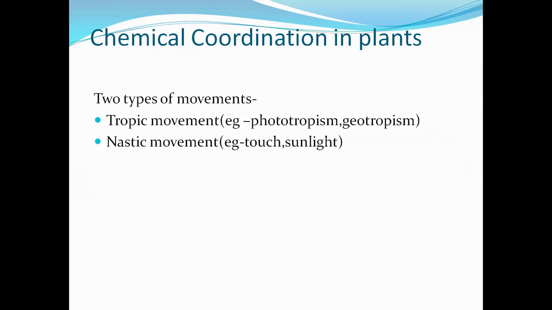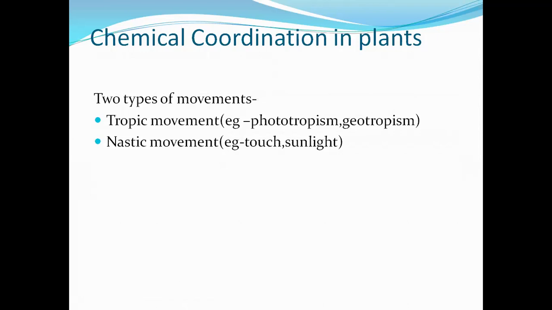Movements which are directional are known as tropic movements, and movements which are non-directional are known as nastic movements. Some examples of tropic movements are phototropism, where the stem bends in the direction from which the light is falling. Next is geotropism, where roots grow in the direction of gravity and shoots grow opposite to the direction of gravity. Some examples of nastic movement are touch: leaves of the mimosa plant close due to touch; and light: dandelion flowers close their petals during daytime and open during nighttime.